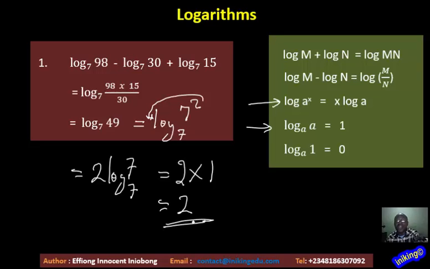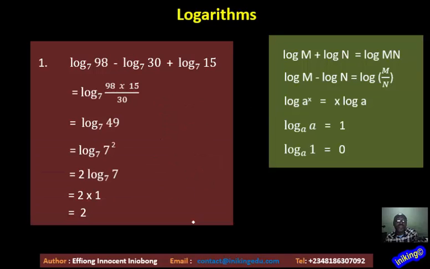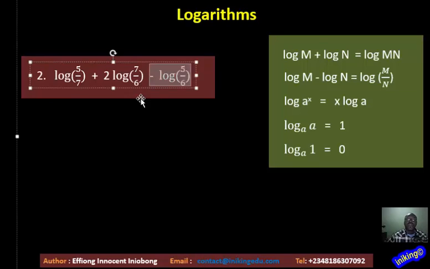Let's move on immediately. I'm sure we are all okay with that. So that's it. 2 times 1, that's 2. You can see there 49 giving us 7 squared, and then the 2 sent to the front, and your log of 7 to base 7 is 1, and then 2 times 1 gives us 2. Next problem.